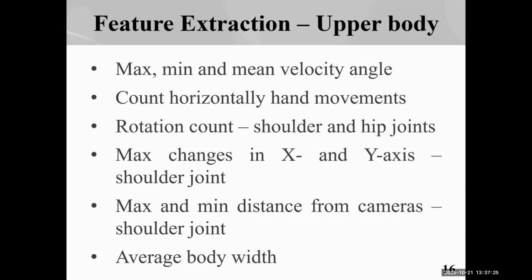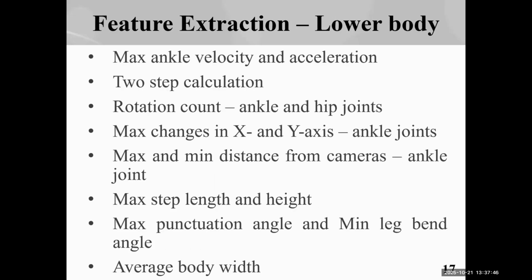So after we've done all the experiments, we want to calculate the features. Since we are divided into two research focuses, the upper body, most features here are focused on the hands, like the count of horizontal hand movements and the distance from the cameras using the shoulder joint. For the lower body, we calculated the steps, step length and height, and some of the features are common for both of them. Some of them are the same features, but using a different joint.